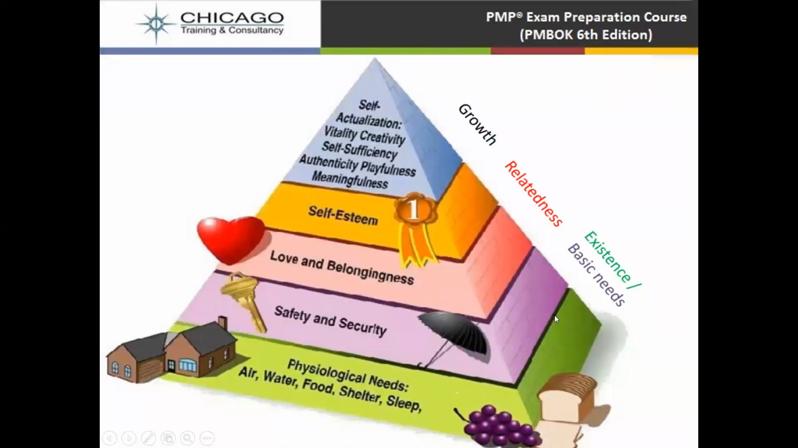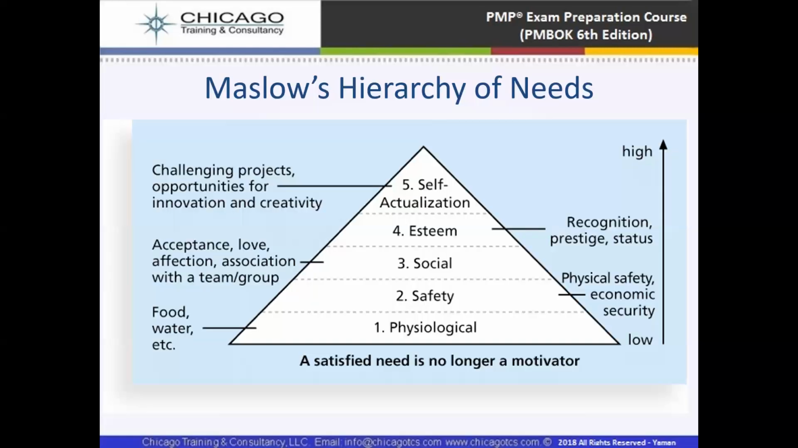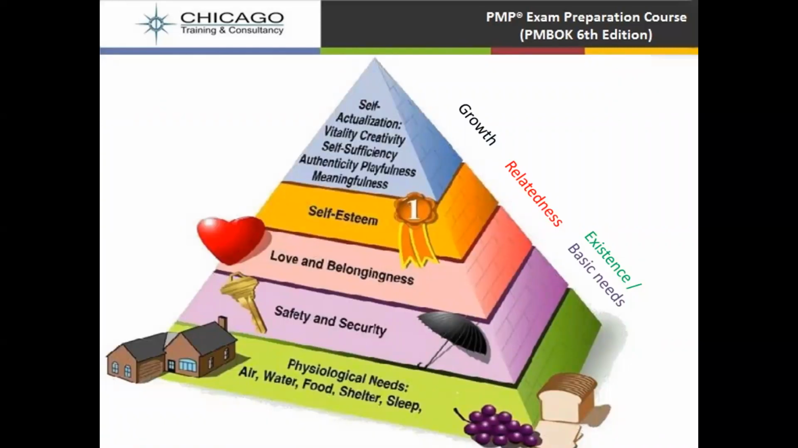Again, this is also a Maslow's hierarchy of needs chart. You can see here the physiological needs like air, water, food, shelter, and sleep. Then safety and security, love and belonging, and self-esteem. So growth, relatedness, and then existence and basic needs.